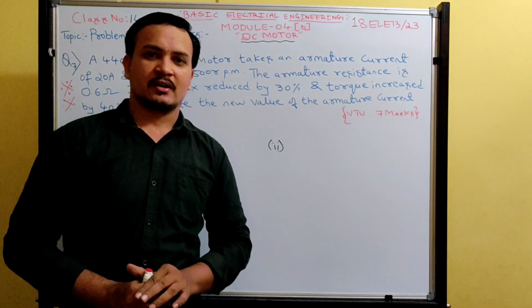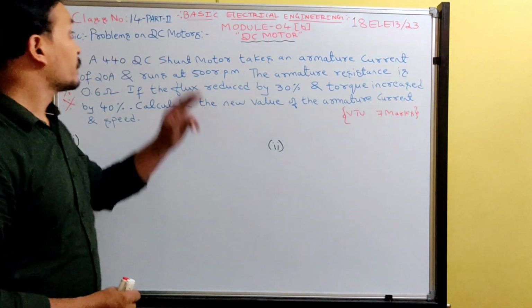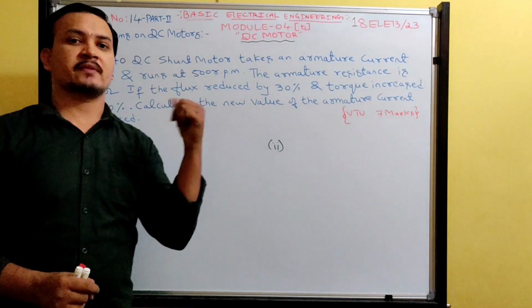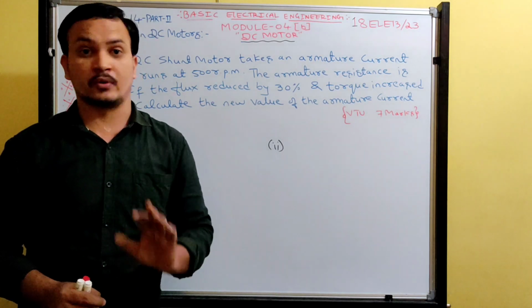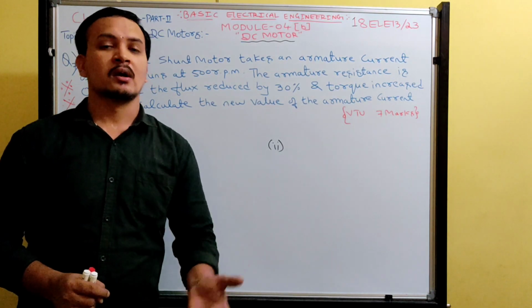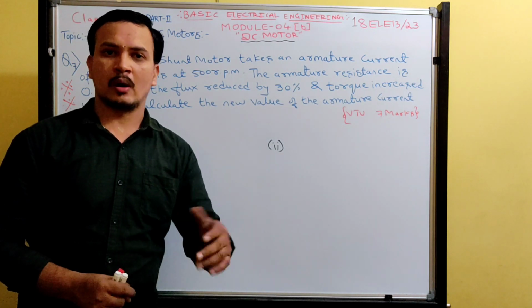So in this lecture we are going to solve problems on DC motor, that is part 2 lectures. In part 1 lectures I covered problems on types of DC motors, that is shunt motor, series and compound, long shunt and short shunt. Like that I covered some problems.